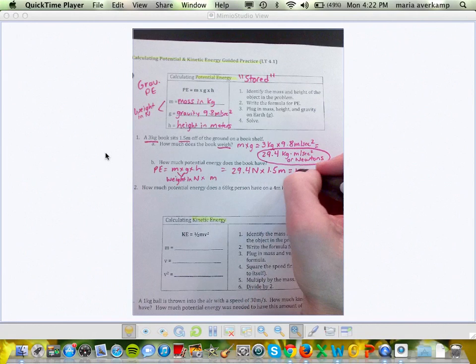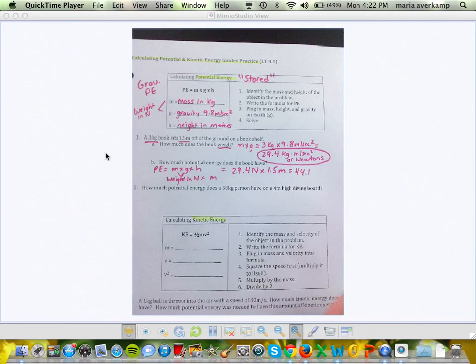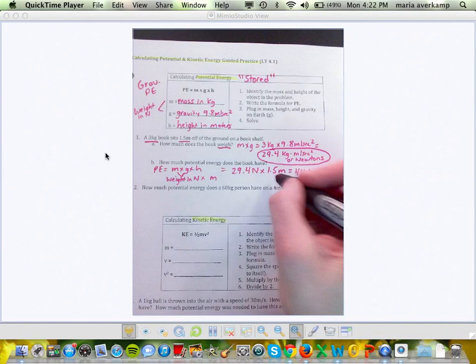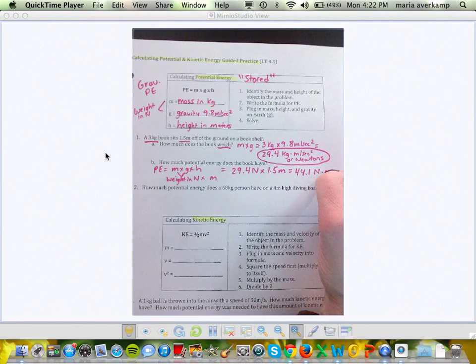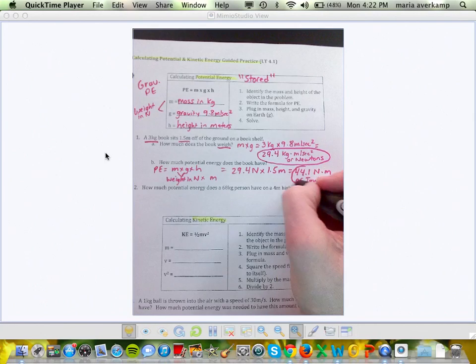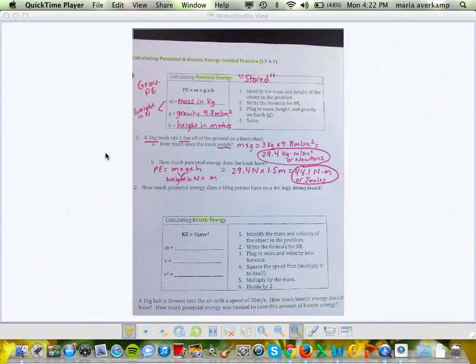So it's going to have 44.1, and my unit is a newton times a meter. So it's a newton meter, and if you recall from our previous lesson, a newton meter is equal to what we call a joule of energy. So this book has 44.1 joules of stored energy up high.